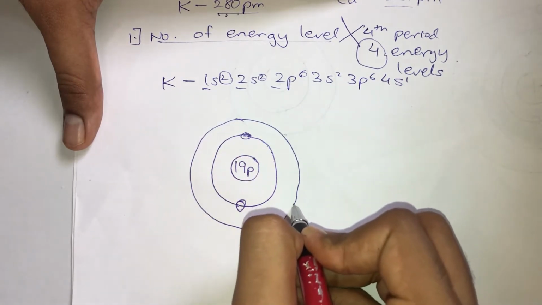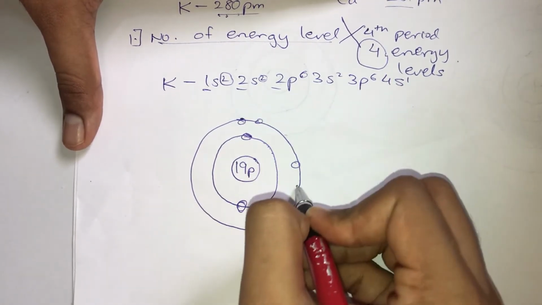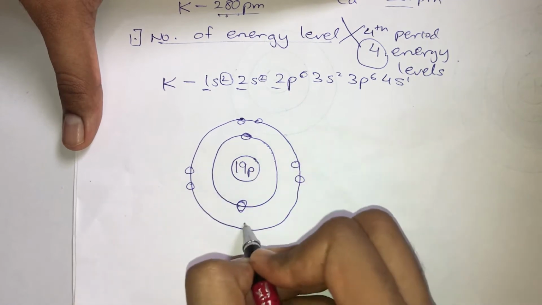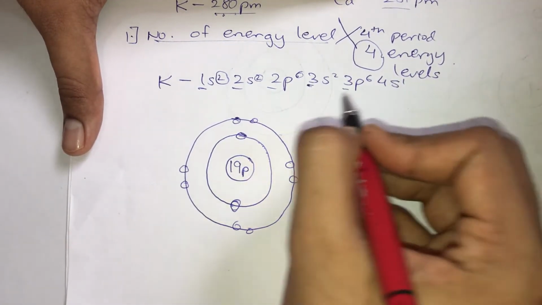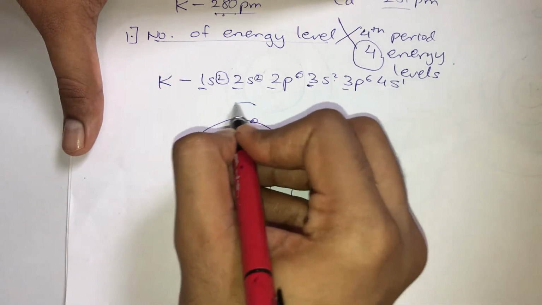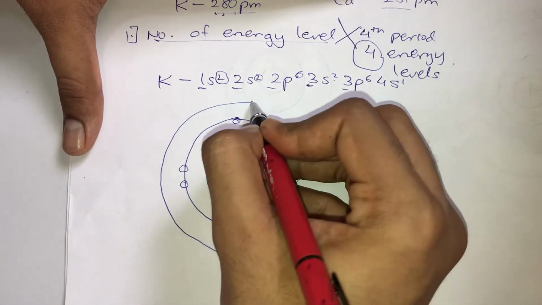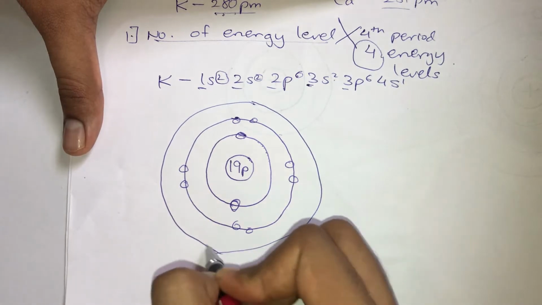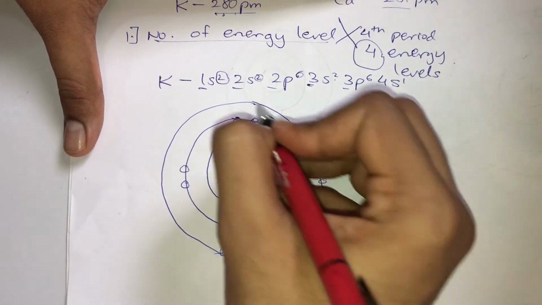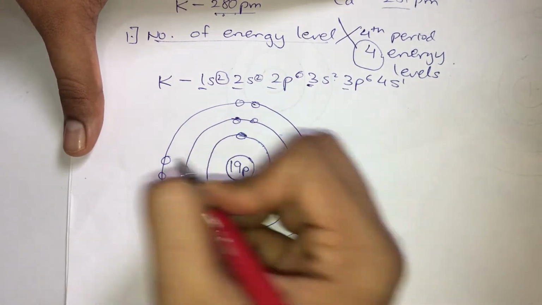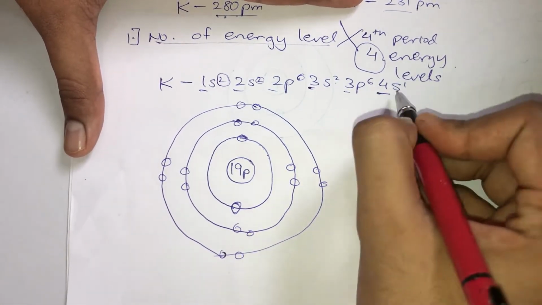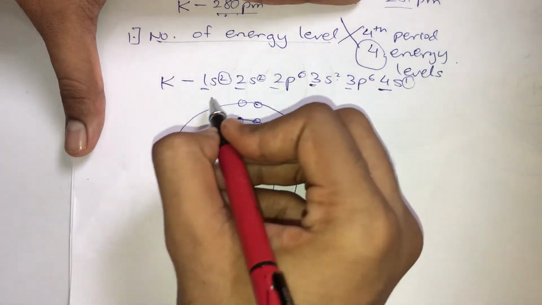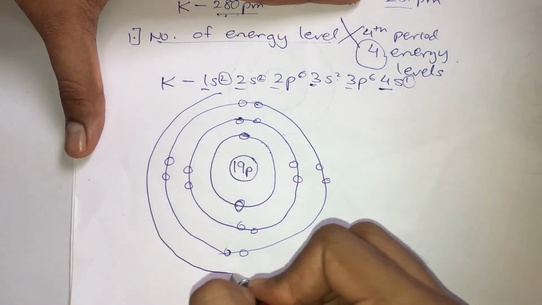Okay, so I am going to draw 8 electrons quickly. Now inside the third energy level, there are again 2 plus 6, total 8 electrons present. 1, 2, 3, 4, 5, 6, 7, 8. I am drawing roughly, guys, please understand. Now in the fourth energy level, there is only 1 electron present. Am I right?